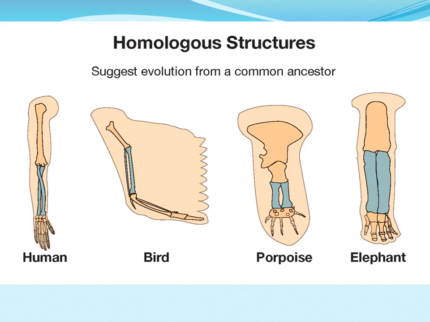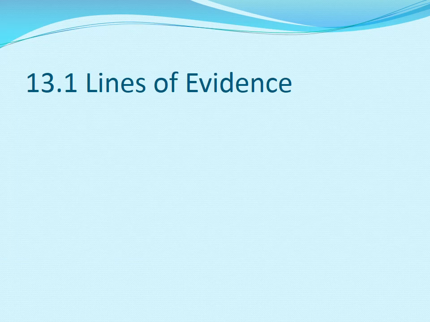Here's another view showing an elephant again, and you can see the same bone structures are present in all of these. So those are homologous structures.